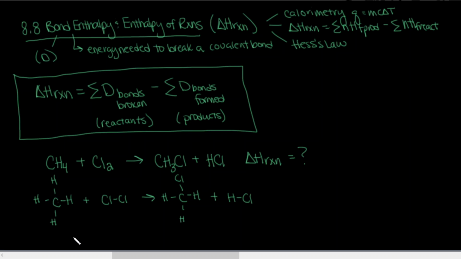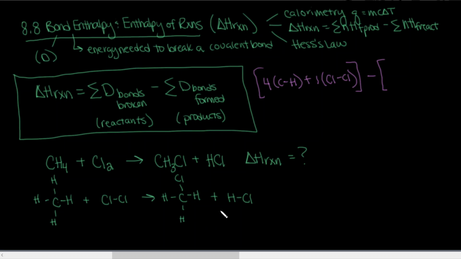All right, I've got 4 carbon-hydrogen, 1, 2, 3, 4 carbon-hydrogen single bonds. So if I need to sum up the enthalpies of my bonds that are being broken, I need to take into account those 4 carbon-hydrogen single bonds. And I need to add to that this 1 chlorine-chlorine single bond. These are the bonds that are being broken, reactants, minus the sum of the bond enthalpies of the bonds that are being formed.